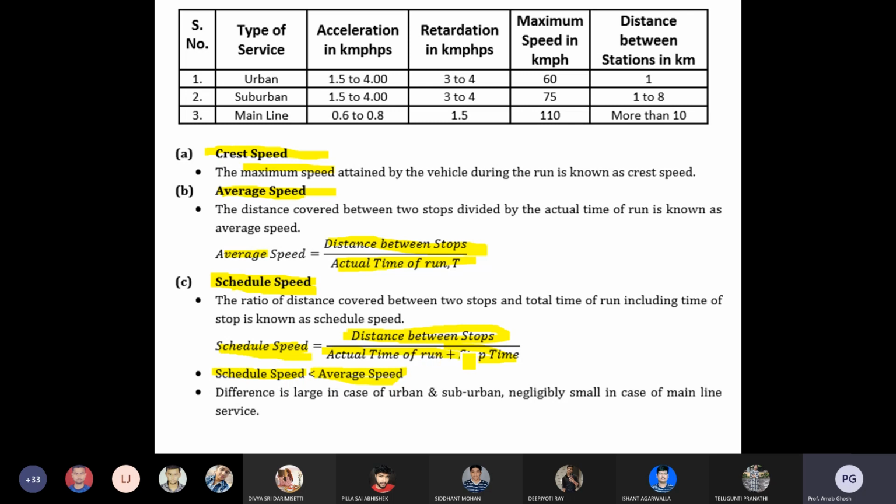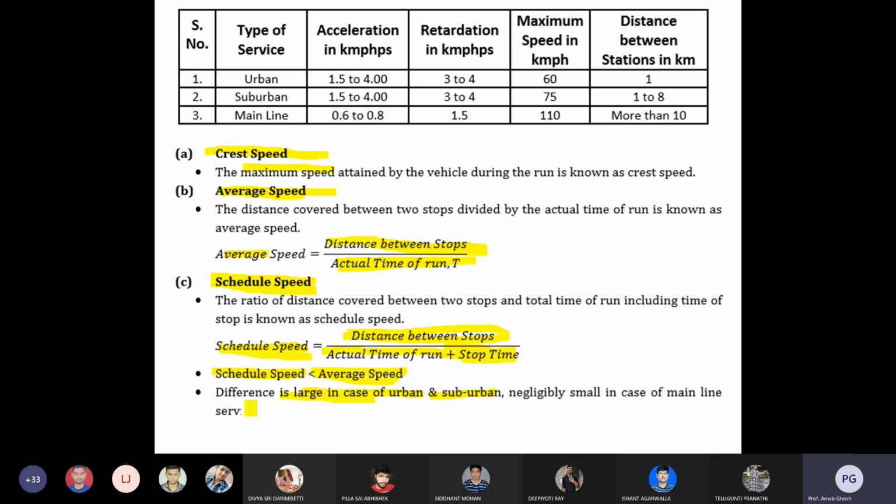As an additional thing, there is the stop time. The difference is large in case of urban and suburban, and negligibly small in case of mainline service. Why is that small? In mainline service, you can see the stoppage given is minimum 2 minutes, and at some stations 15 minutes. Cooling is also required after continuous running of the locomotive for some duration. So the motor duties are different. Urban and suburban are intermittent in nature: rising up, rising down, again rising up, rising down, like that.